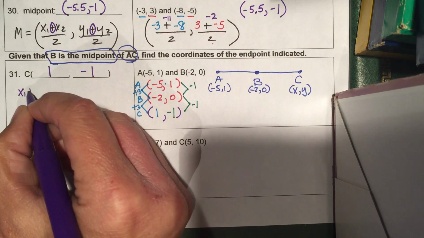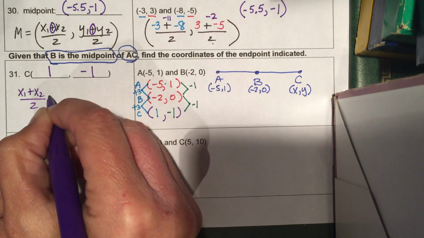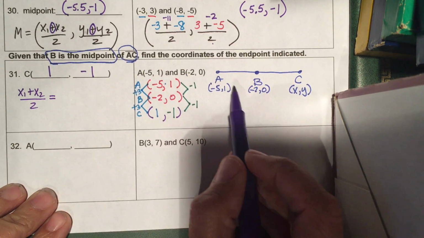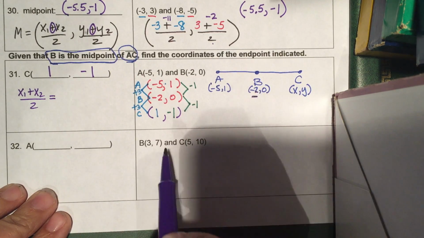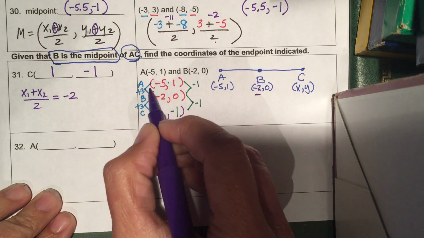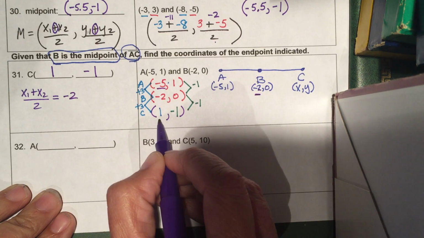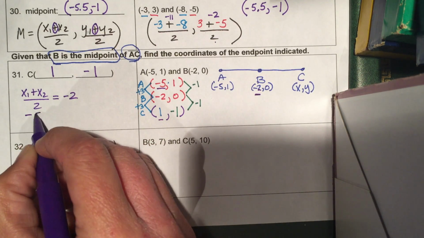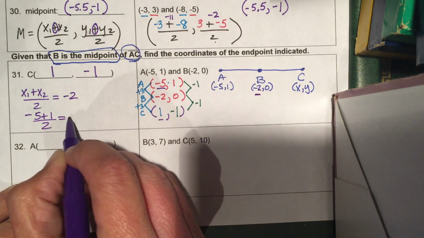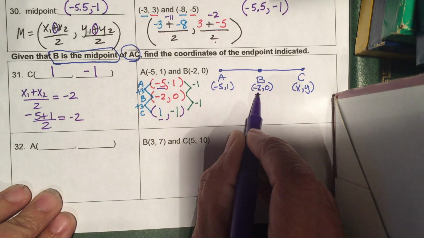The other way you can do this is to use your midpoint formula. I know that x1 plus x2 divided by 2 is going to give me the x coordinate of my midpoint, right? What is the x coordinate they already give me for my midpoint? -2, right? And what are my two x's? -5 and 1. So I can do -5 plus 1 divided by 2, I'm just plugging in, should equal -2.